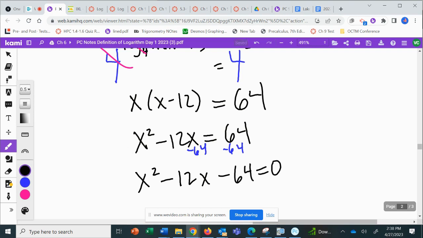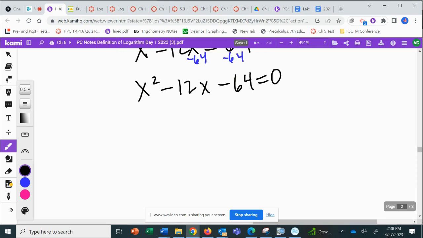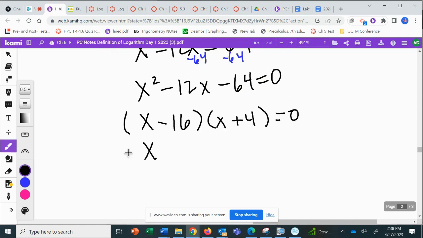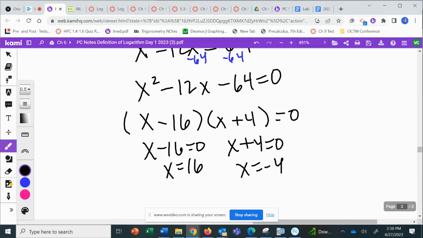All right. Now, because of time, I'm going to factor and solve it really fast. It's x minus 16, x plus 4. We get x minus 16 is 0, so x is positive 16. We get x plus 4 is 0, x equals negative 4. We got 2 answers.